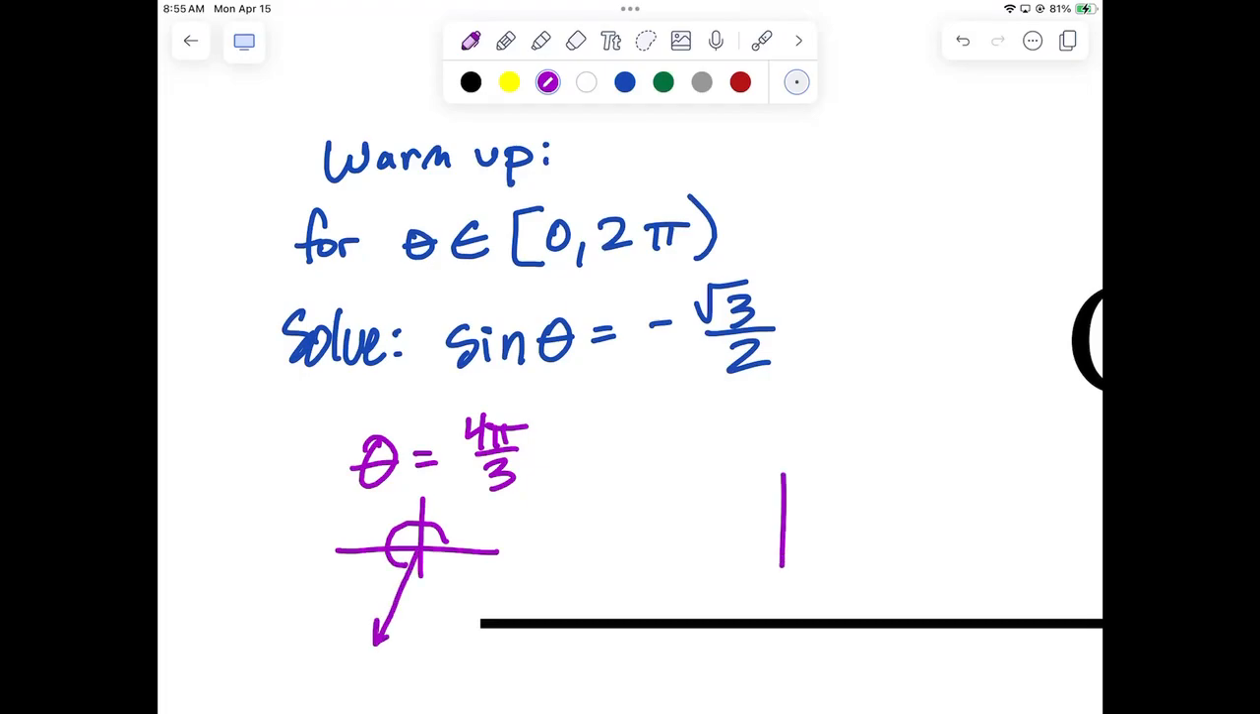And then where's the next one? Yeah, quadrant 4, 5 pi thirds. Okay, there you go. There's your answer. That's using the unit circle in reverse. Would you agree? Using the unit circle in reverse.